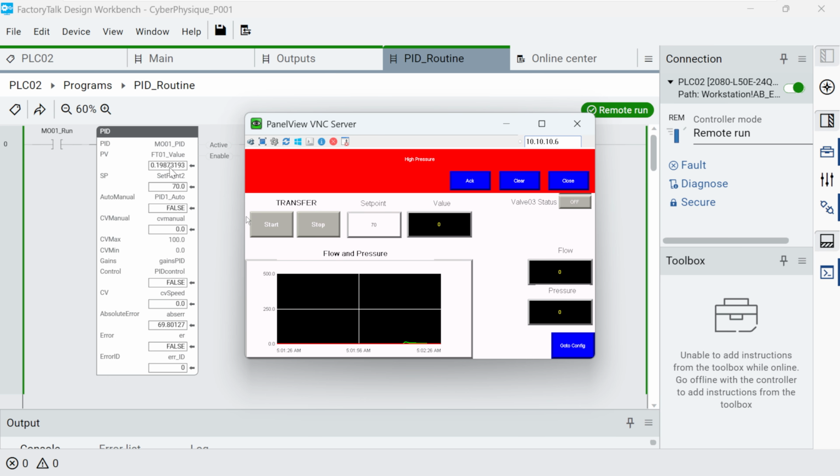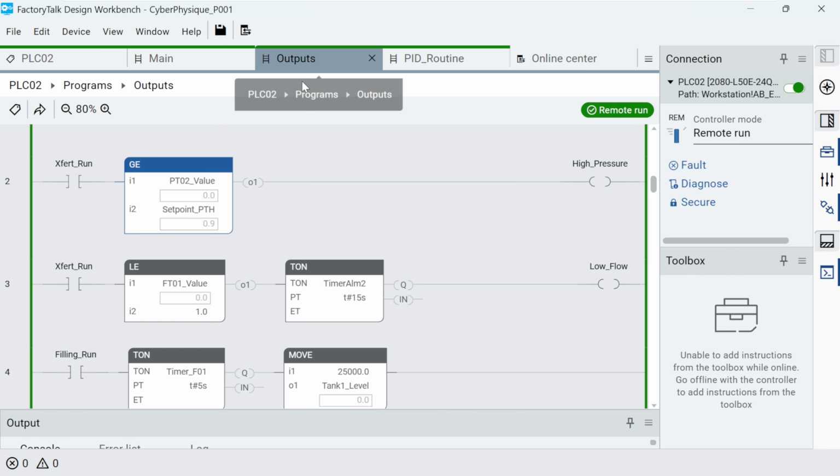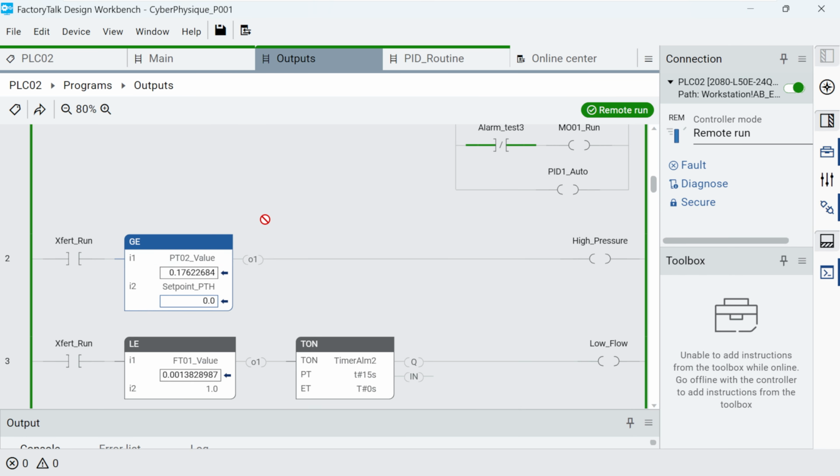The simulation recalculates the hydraulic behavior instantly. As pump speed increases, flow increases. As resistance increases, flow decreases. This creates a real-time cyber-physical feedback loop between the PLC and the digital twin.